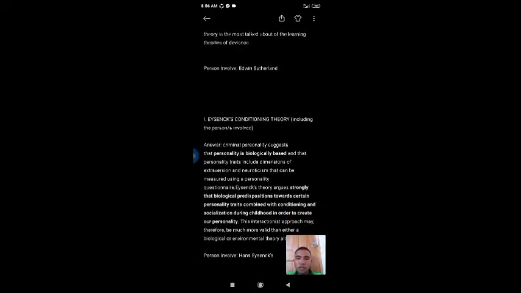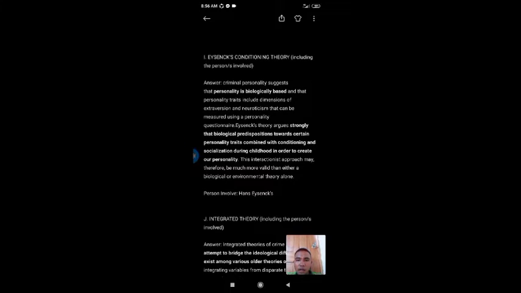So I of this number 2 is Eysenck's conditioning theory, or criminal personality. It suggests that personality has a biological base and that personality traits include dimensions of extraversion and neuroticism that can be measured using a personality questionnaire.